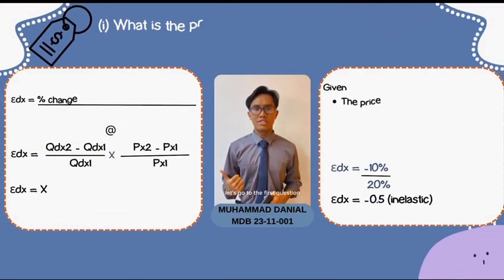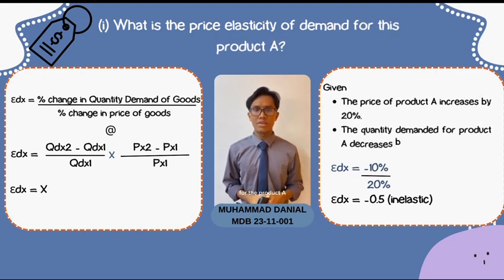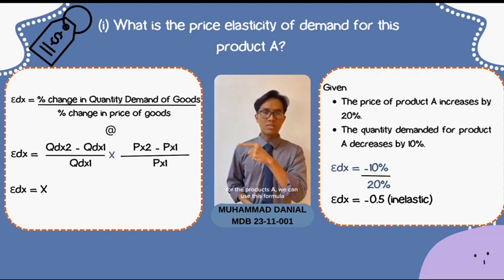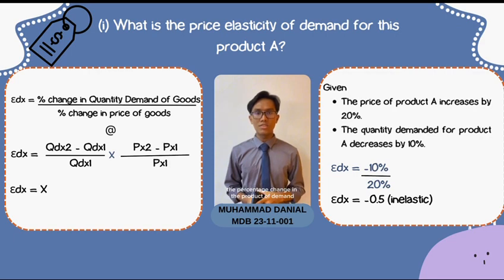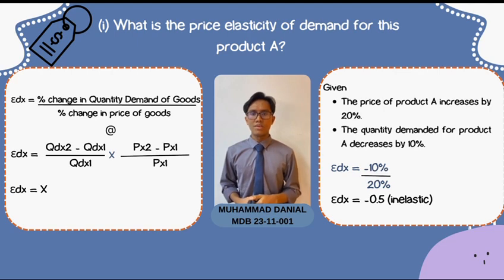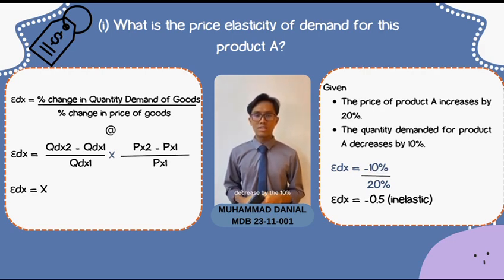Let's go to the first question, which is how to calculate the price elasticity of the demand for product A. To calculate it, we can use this formula, which is the percentage change in the quantity demand divided by the percentage change in the price. Actually, there are one or two more formulas, but for this question, this formula is much more suitable. After analyzing the question, we can get two pieces of information: first, the price of product A increased by 20%, and second, the percentage change in the quantity demand decreased by 10%.